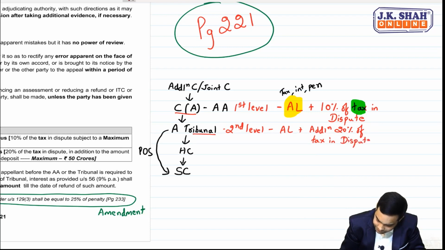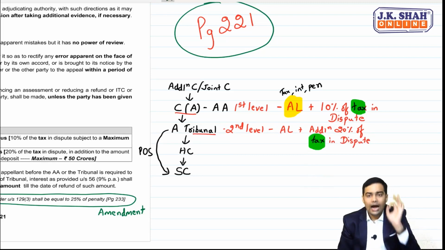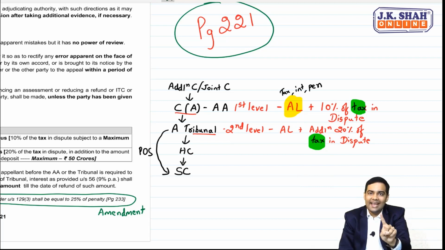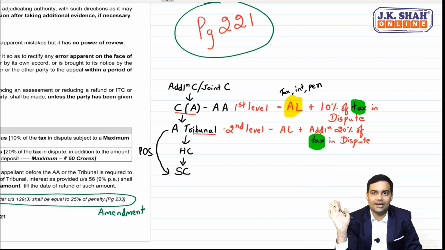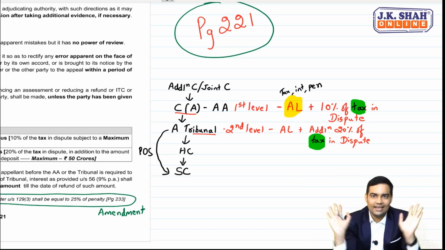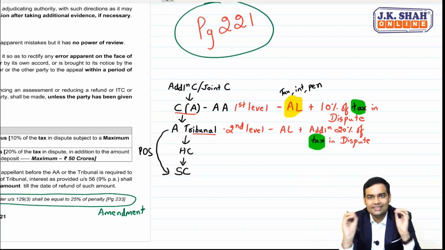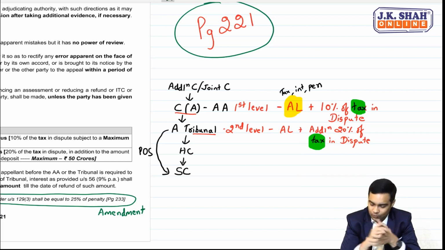Okay, sir. If you see, a matter which is being disputed, you have to pay pre-deposit only of the tax amount, not of the interest and penalty. Agreed. Provision is simple. This was there earlier also. You basically pay pre-deposit of disputed tax. Correct? Yes.